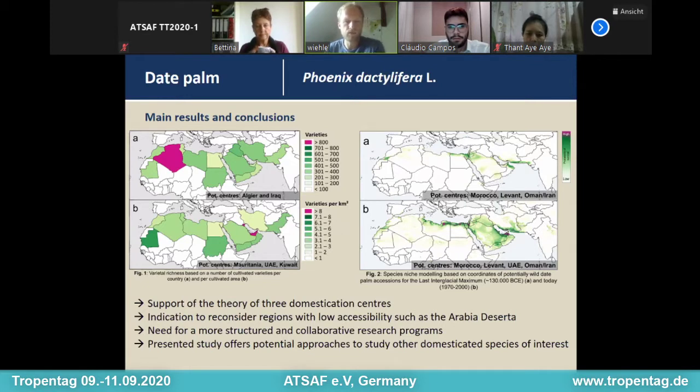Despite many methods used and studies known, potential centers of date palm origin remain obscure. We tentatively identified likely regions of putatively wild accessions supporting the theory of 3 domestication centers. This indicated also the necessity to reconsider regions with low accessibility, such as the Arabia Deserta. Furthermore, the study underlines the need for a more structured and collaborative research program and offers potential approaches to study other domesticated species of interest. Thank you very much for listening to the talk.